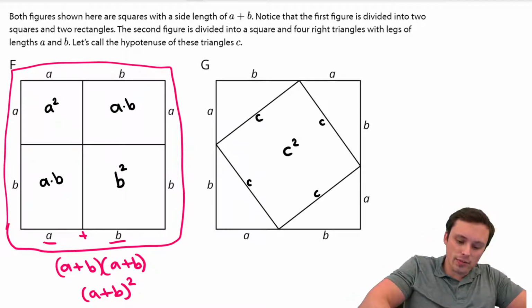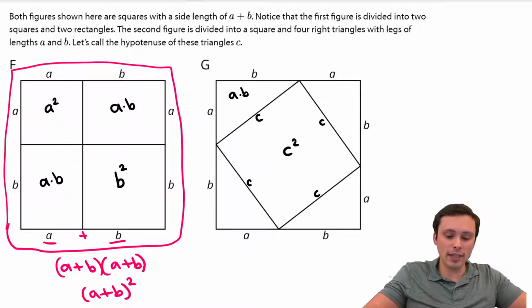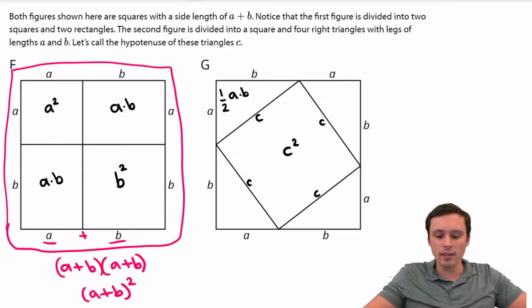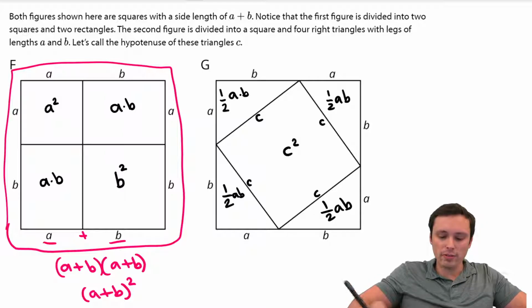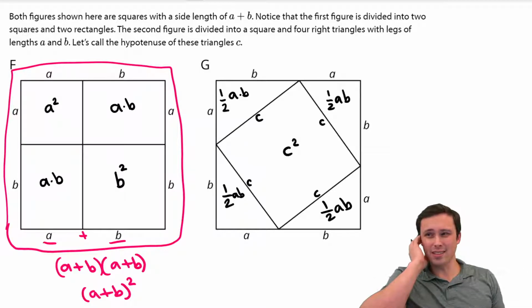So this one, for example, would be a times b, but then cut in half, divided by 2, or multiplied by a half. You could think about it either way. It's half of a times b. This one would also be half of a times b. Aren't each of these half of a times b? Okay, well, we've found the area of each of these pieces.